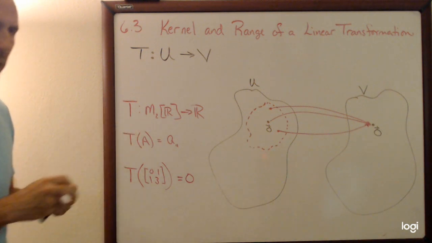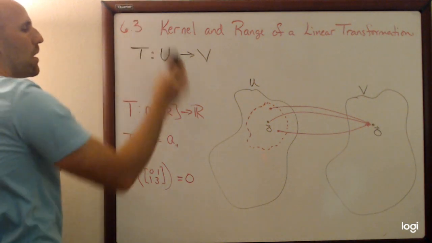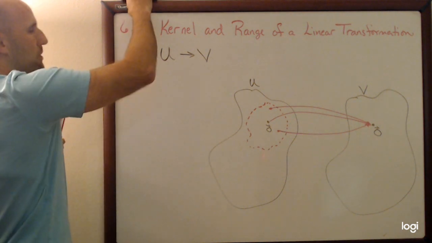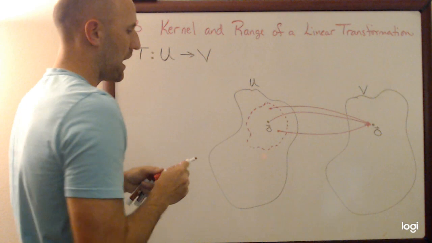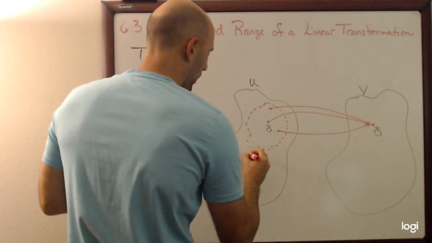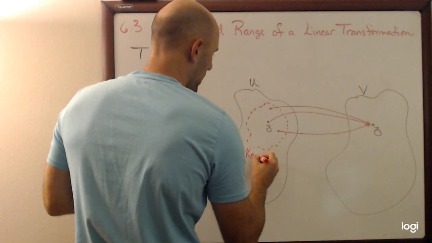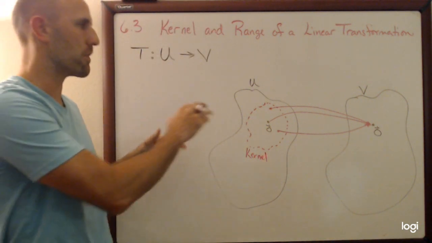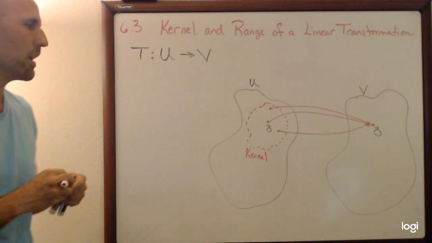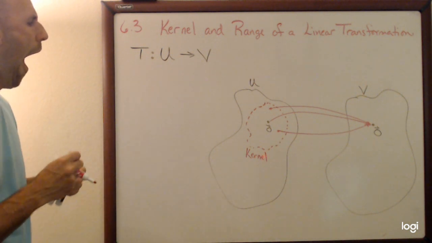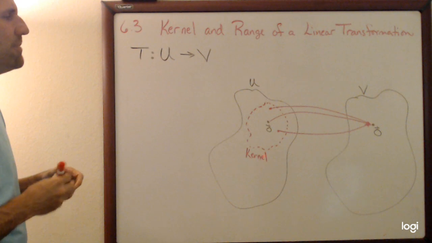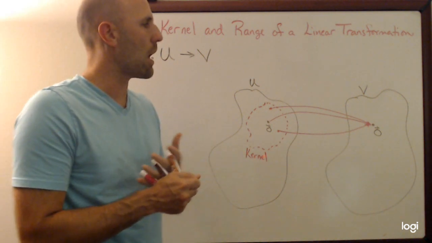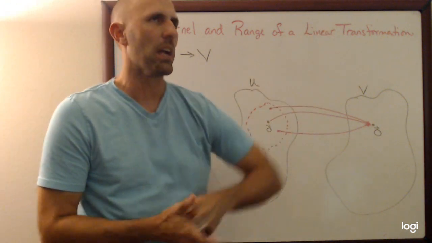This space, where all of the objects that get mapped to 0 in the codomain live, this space is called the kernel. So that's the kernel of T. And I'm going to give you a formal definition for the kernel in a second. Okay, a set theoretic definition. U is my domain, V is my codomain.